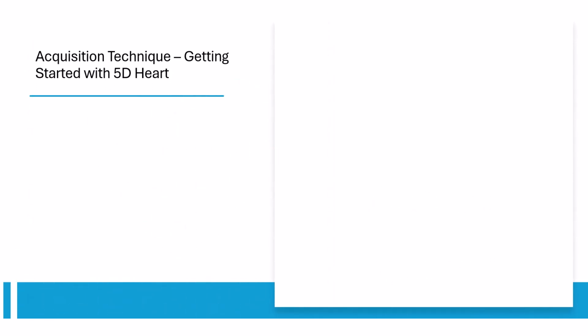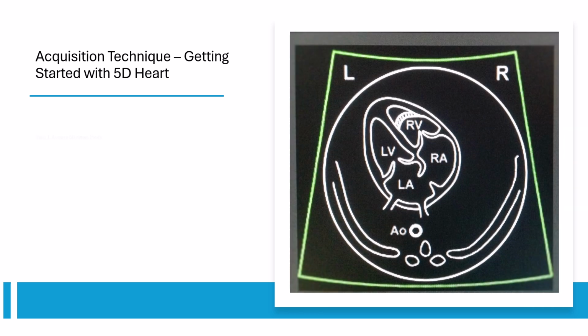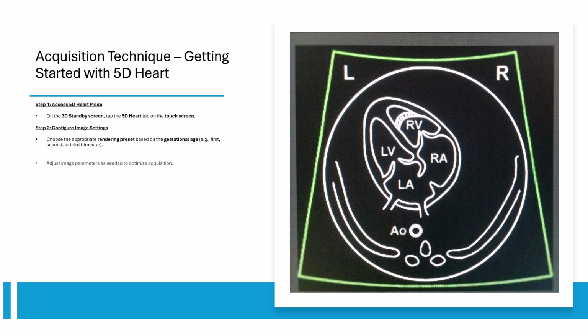Let's walk through the step-by-step process to get started with 5D heart acquisition. Step 1, we access the 5D heart mode by selecting the 5D heart tab on the touch screen from the 3D standby screen. Then we configure our image settings by choosing the appropriate rendering preset based on the gestational age, whether you're imaging in the first, second or third trimester. We adjust any additional image parameters as necessary to optimize volume acquisition.